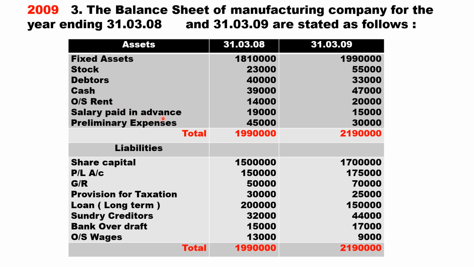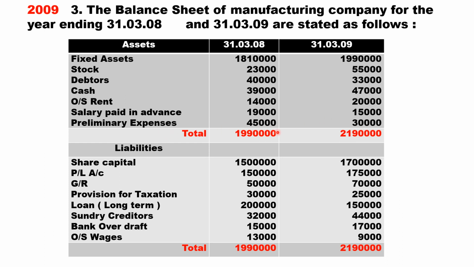Salary paid in advance is nothing but prepaid salary. Salary paid in advance is a current asset. Compared to last year, current year, there is a decrease of 4,000. So 4,000 decrease in current asset, you should add in operating activity.